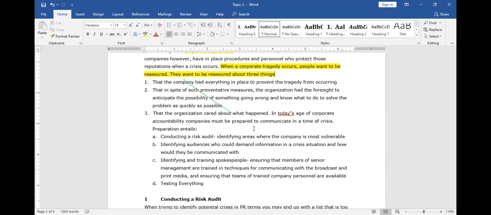Number two, preparation entails you identify audiences who could demand information in a crisis situation and how you will communicate with them. For example, in a time of crisis, media will be there. It will be the first one. The media personnel will be the first one there. The other personnel who are going to be there is the Nairobi Metropolitan with their fire extinguishers, with their fire brigades and everything. The community will be the first one.